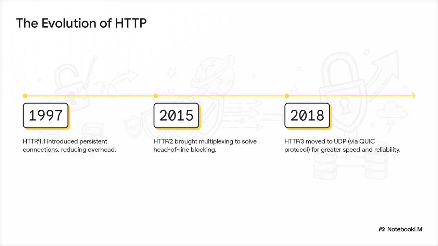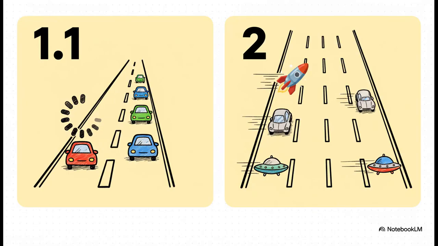Way back in '97, HTTP/1.1 made things a little better. But the real game changer was HTTP/2 in 2015. And now we're in the era of HTTP/3, which is a total redesign built for the modern mobile internet. To understand the jump from version 1 to 2, just picture a traffic jam.